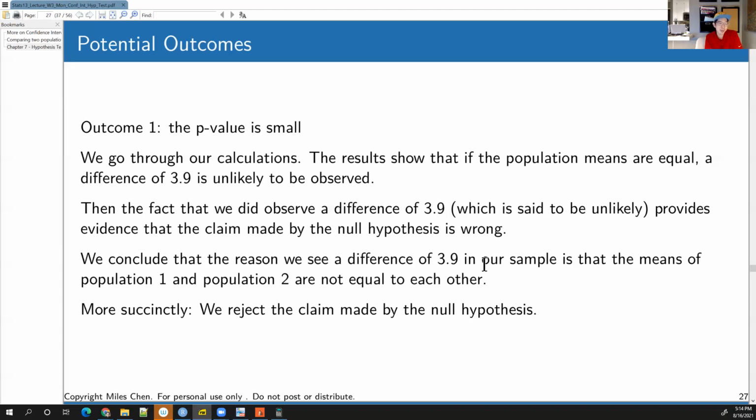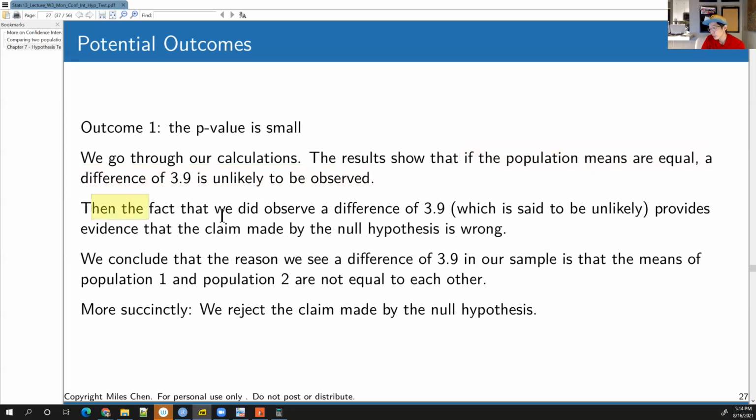That the reason why I'm getting this difference of 3.9 isn't that I was the lucky 1 in 1,000, but rather population 1 has a mean that's different than population 2. Okay, if population 1 has a mean that's different than population 2, that explains why I got a difference of 3.9. If you go through the calculations, it says if the population means are equal, a difference of 3.9 is unlikely to be observed. Like maybe it happens 1 in 1,000 times.